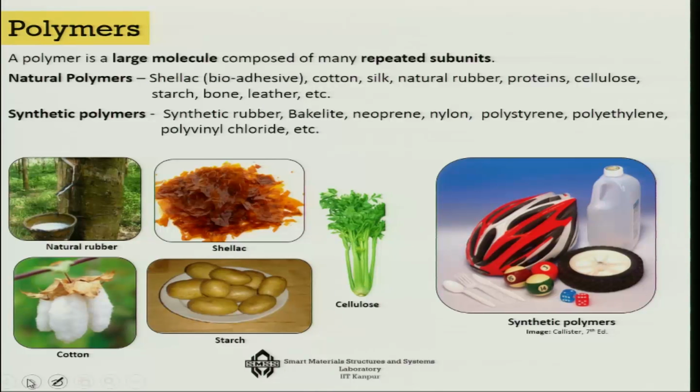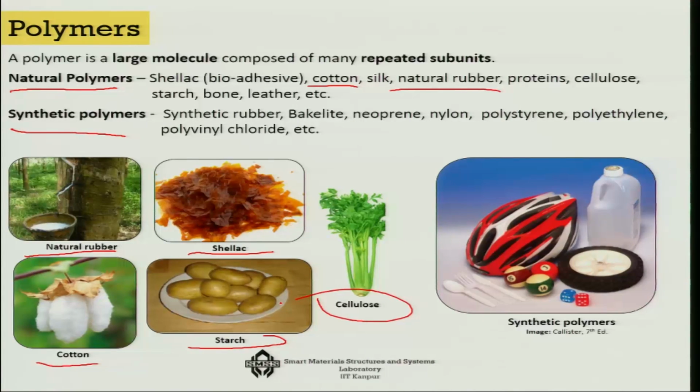Now, from the origin point of view, I told you that you can divide polymers into two groups, natural polymers and synthetic polymers. Natural polymers are like the shellacs or bioadhesives. Say for example, you can consider some of the latex of the tree that comes out, or the cotton or the silk. Natural rubber. Shellacs, of course I told you, and then the starch which you get from potato, or the cellulose that you get from some of the plants.